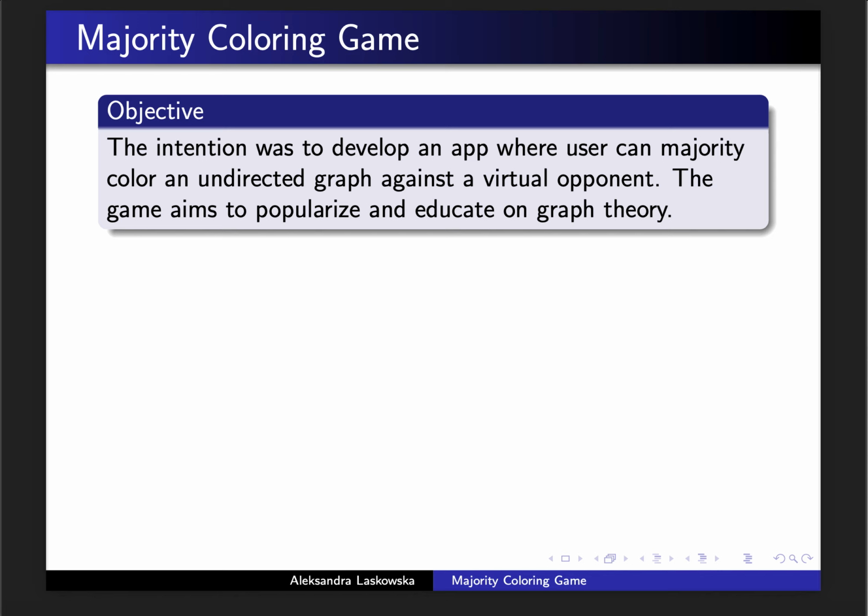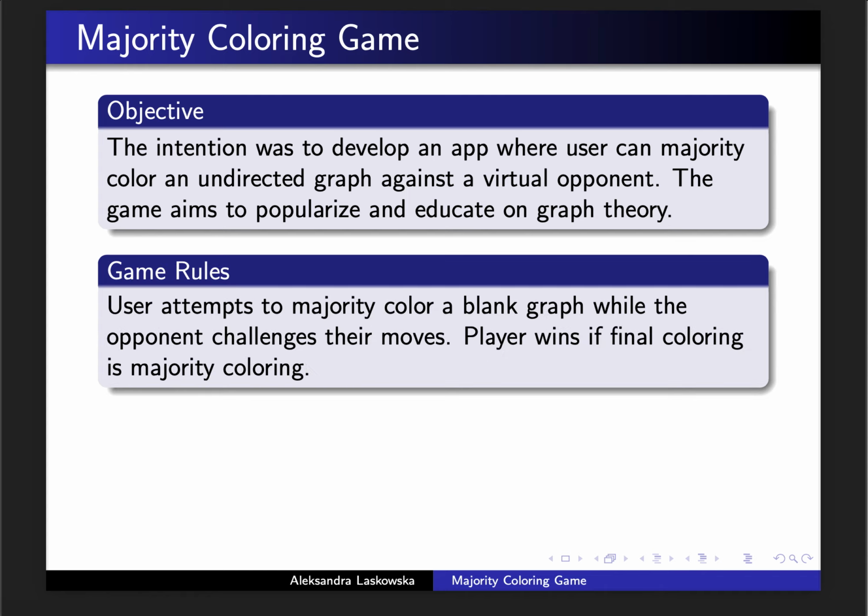The motivation behind it was to create something to popularize and educate on graph theory. And the rules, I believe, are simple. Hence, everyone can play it regardless of age or background. So the rules are as follows. There are 2 players. One tries to majority color a graph, while the other one is trying to prevent it. So I wanted this game to be a single player game. So I replaced the second player with an algorithm that chooses a vertex based on users' moves.